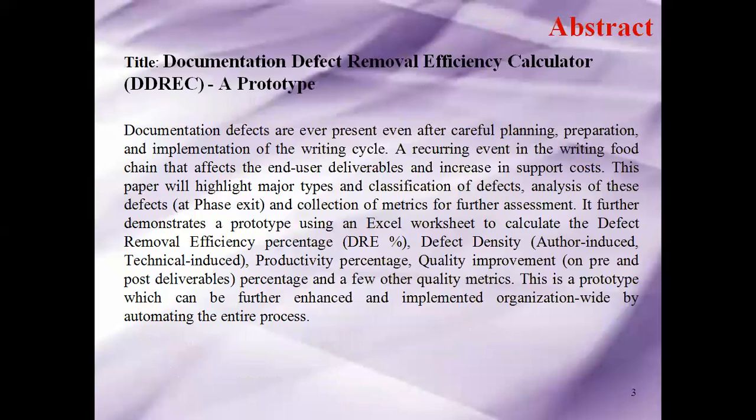So this is the abstract which I sent, and I usually always share it in my slide deck. This is my habit. So what we are doing is we're going to do a percentage also, which is called the defect removal efficiency percentage, and a defect density. The defect density I'll address as we come to that particular slide, because there are two types of defects in any documentation. One is author-induced and the other is technical-induced. And we also might look at a few formulae for productivity percentage to calculate productivity.